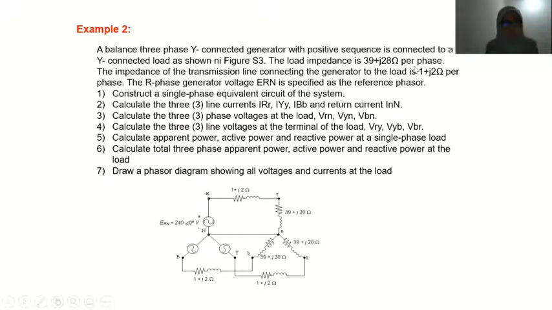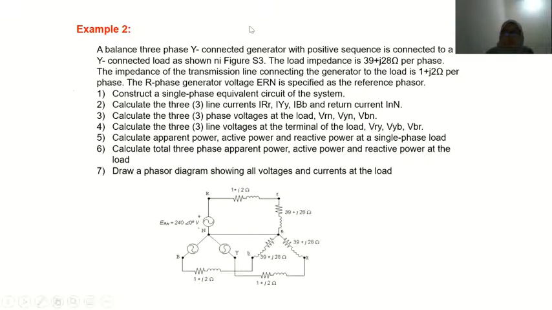Okay, class. So now we are in example 2. In this example, we have a balanced three-phase Y connected generator with positive sequence, which is connected to the Y connected load, as shown in the figure.